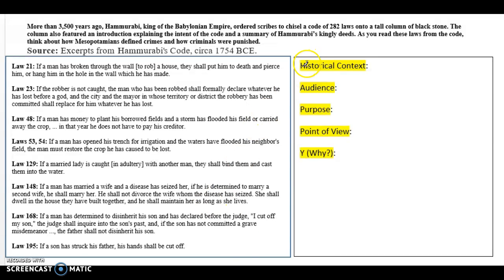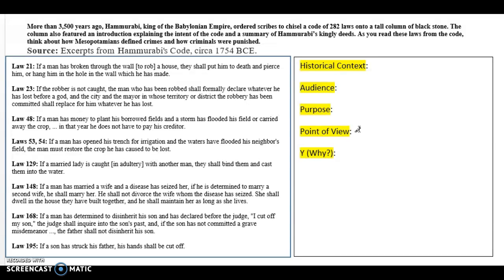Happy means you're looking for the historical context, or what was going on during this time period that might impact the document; the audience, who the document is written for; the purpose, why was this document written; the point of view, who wrote this document and what perspective were they coming from, and how did that perspective impact them?